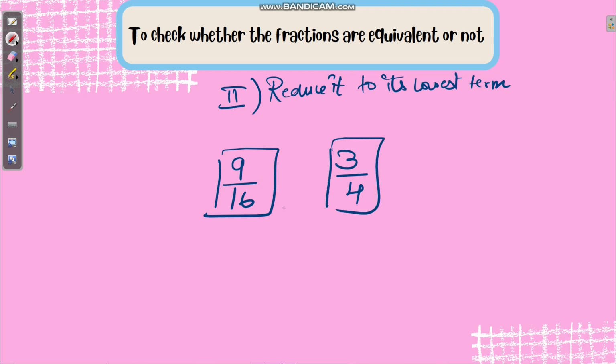There is nothing that can be done to reduce it. So they are not equivalent. So 9 by 16 is not equivalent to 3 by 4.